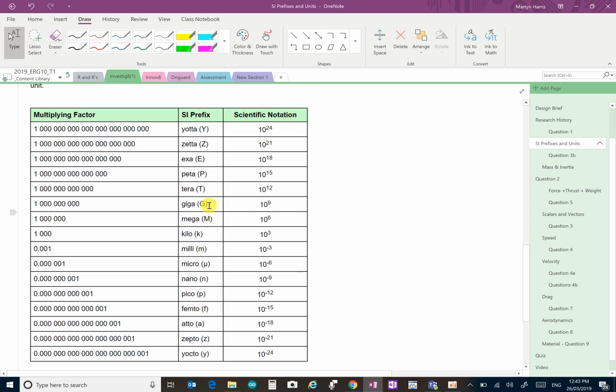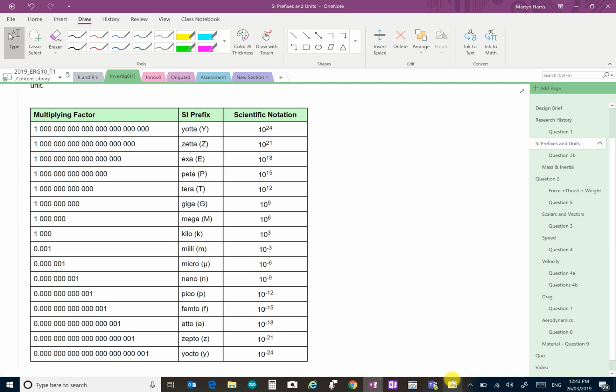So if we had a gigabyte of memory, which is a gig of a byte, we have a billion bytes of memory. If we had a megabyte, that's a million. If we had a kilometer, that's 1,000 meters. And we go down from here. If we had a millimeter, that's a thousandth of a meter. And that's how we use our prefixes.